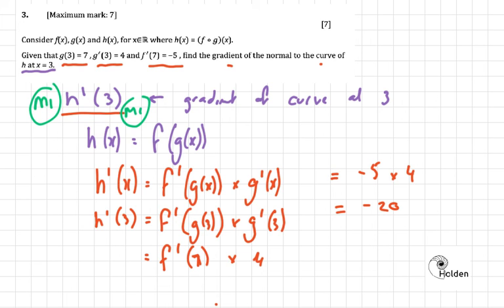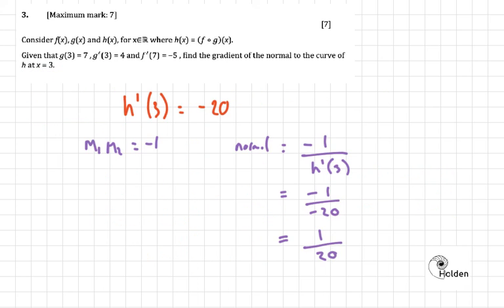Evidence of using chain rule. Yep, here, this is M1. Correct working, negative 5 times 4. There we go. A1: h'(3) is equal to negative 20. Yeah, okay. A1. Evidence of taking negative reciprocal for normal. Here we go. Yep, M1 for either this bit or this bit. Gradient of normal is 1 over 20, A1.